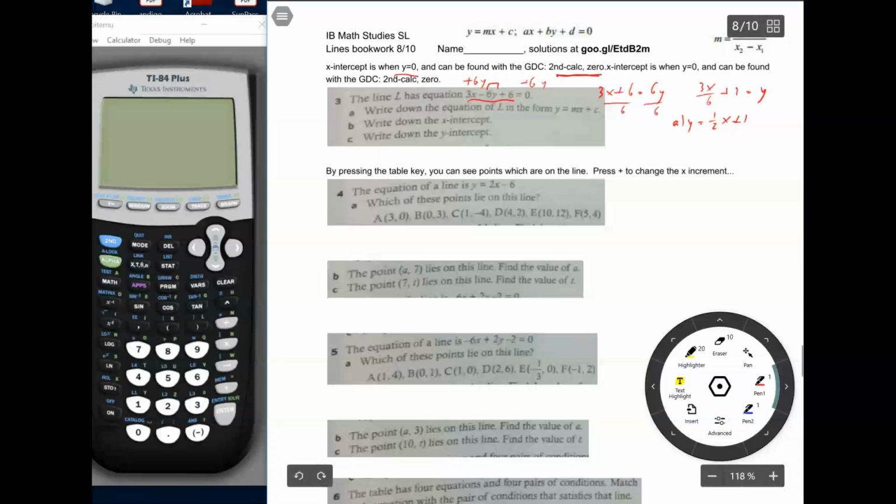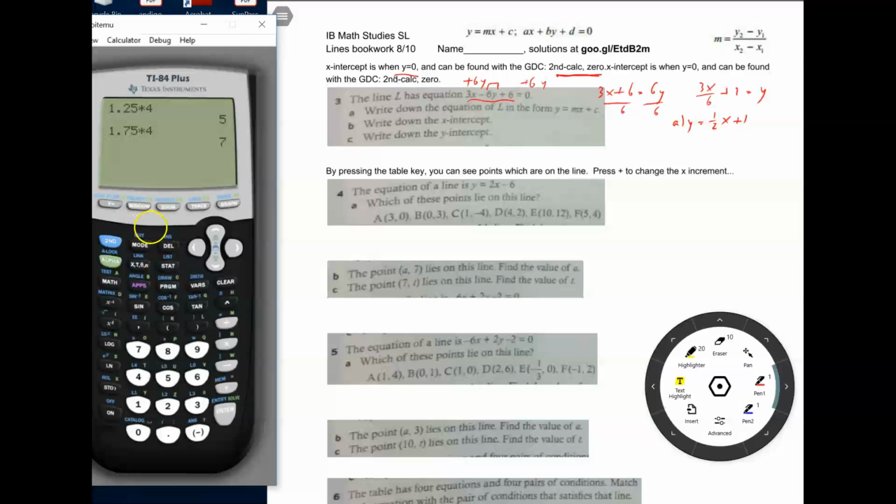The x-intercept we can find by setting y to 0. But we could use the calculator, right? So let's do that. We're going to use second calc 0. So we'll go y equals, and we'll put 0.5x plus 1. We'll graph it. Oh, we need to change back to zoom standard, which is 6. Okay, there it is.